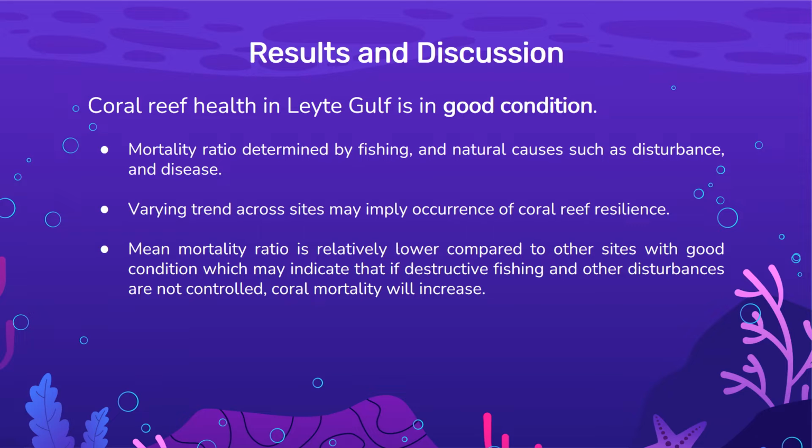The findings show a varying trend across sites, implying that coral reef resilience may occur. This demonstrates that coral reefs can resist or recover from degradation, resulting in overall coral reef health. However, the mean mortality ratio is relatively lower compared to other sites with good condition, which may indicate that if destructive fishing and other disturbances are not controlled, coral mortality will increase.